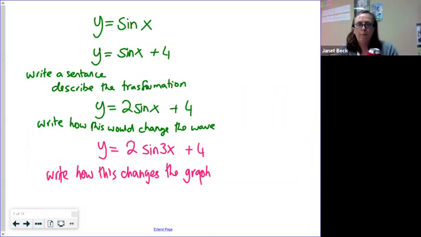Anyone want to say what feature? Don't say how it's going to change it, just what feature gets changed by that 3. Anyone? So that's going to change the period. It's going to compress it by a factor of 3. So the frequency has changed, the wavelength has changed, and it means that also the step size as you go from middle to high to middle to low to middle, each of those steps is now going to be compressed by a factor of 3. Okay. And let's do one more.